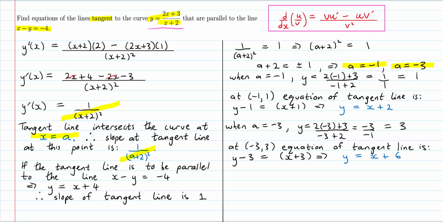So that answers the question. We've found the equations of the lines tangent to the curve y equals (2x plus 3) over (x plus 2) that are parallel to the line x minus y equals negative 4. They were y equals x plus 2 and y equals x plus 6. Just to finish, we'll bring up a graph of what this curve looks like and what these tangent lines and the line x minus y equals negative 4 look like.